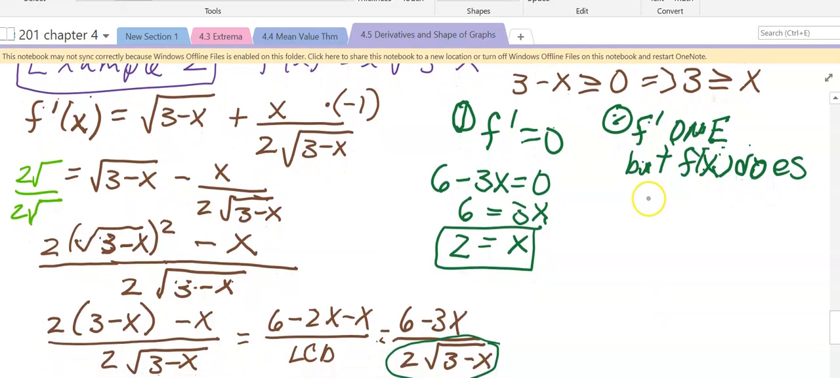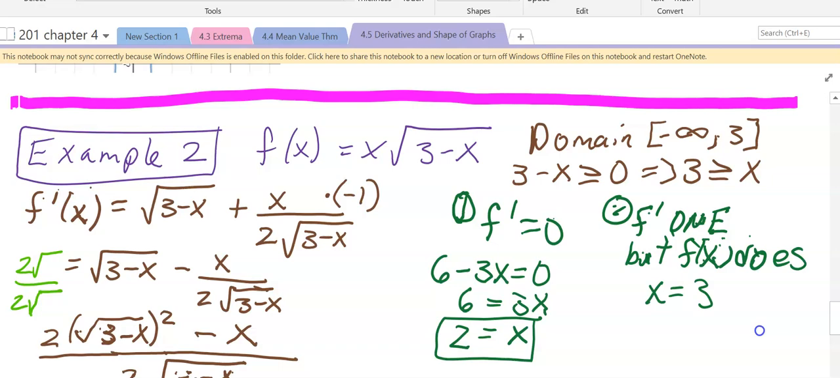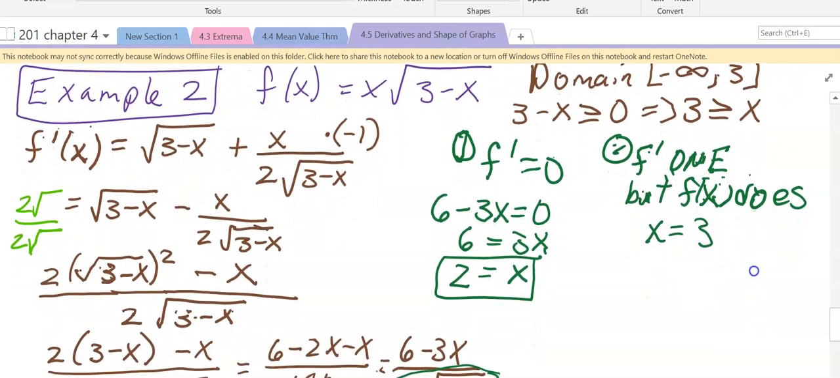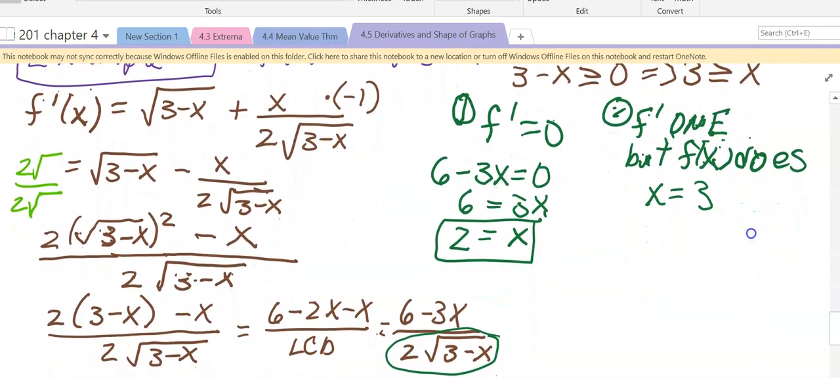However, I know that the denominator would be 0 if x were 3, and 3 is in the domain, which means it won't be allowed in the first derivative, but it is allowed in the function. That makes 3 a critical point. This gives me two critical points, at 2 and at 3.